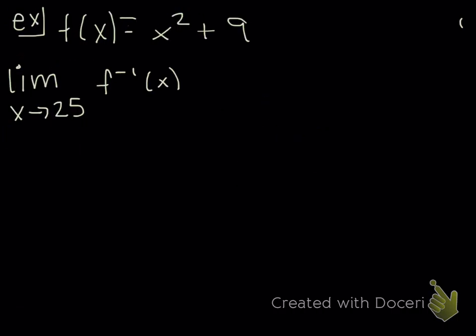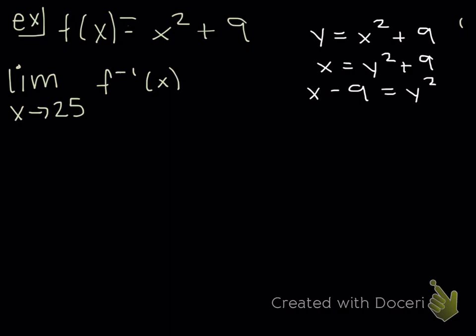Here we have f of x equals x squared plus 9. It says find the limit of the inverse of f. To find the inverse of f, we change f of x to be y, and then we switch x and y. Then we get y by itself, so I'm going to start by subtracting that 9 over. Then to get y by itself, I take the square root. So I have y equals the square root of x minus 9.